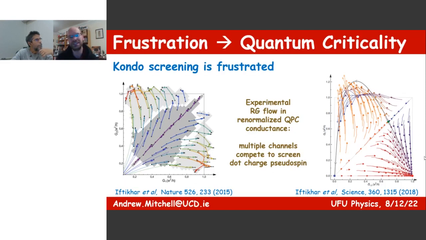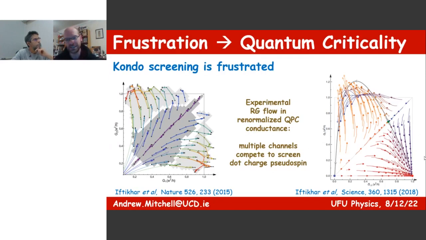So remarkably, you see that there's sort of a flow towards different fixed points. And there's a sort of separatrix between these two behaviors along the diagonal there, which is this frustrated condition. So if you've got the coupling to both of the leads exactly the same, then you seem to flow at low temperatures to a particular unusual point that's unlike being anywhere else in the phase diagram.